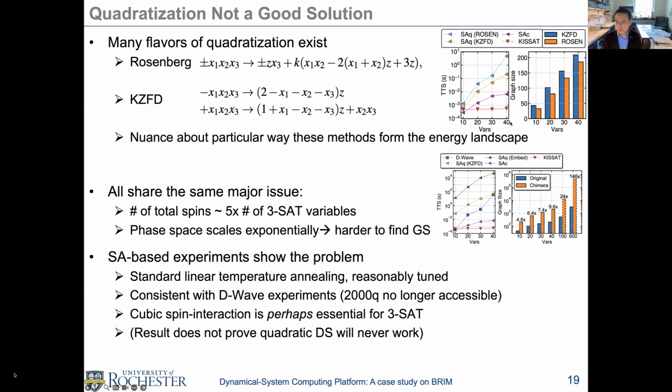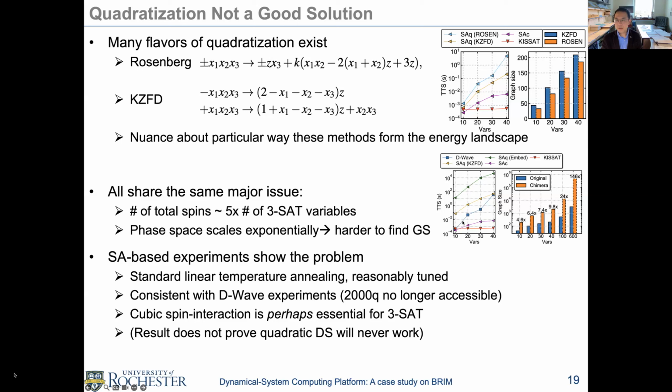The x-axis is variable size. This is SAT variables. The y-axis is time to solution, the time it takes to solve the problem with 99% probability. The red one is KSAT. The purple one is simulated annealing, what we call SAC, solving the cubic objective function. And the other two are the two quadratizations. You can see that simulated annealing was a pretty good solution, but as the problem scales, even with these tiny problems, it's already worse, and the quadratization is worse still.